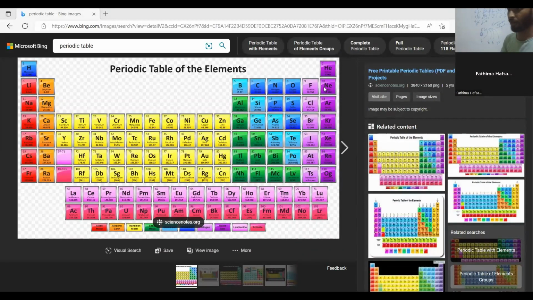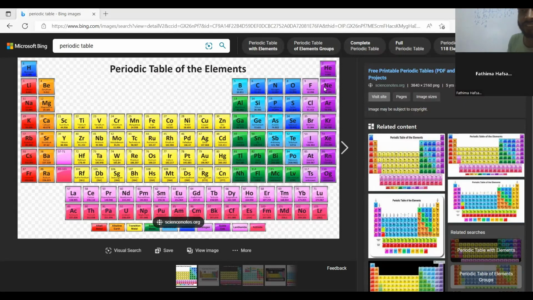Right. Now I am going to write the electronic configuration. So I am erasing it. And now I am going to write the electronic configuration of the first element. First element is hydrogen.